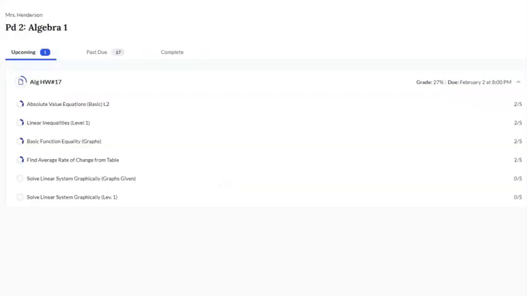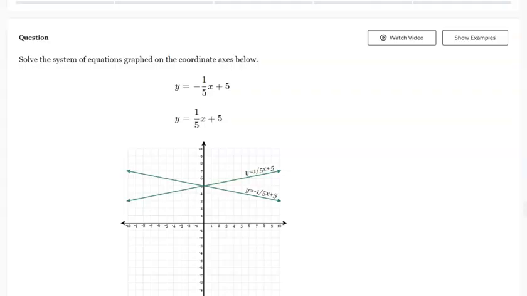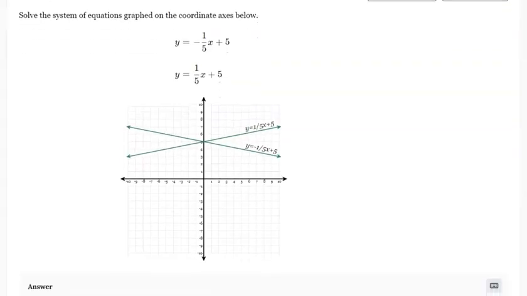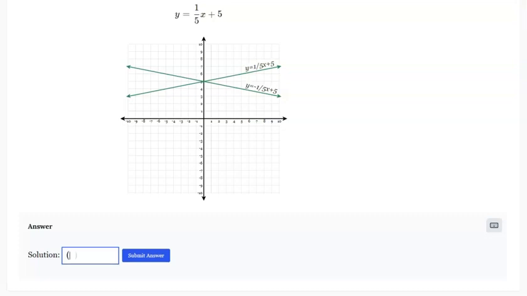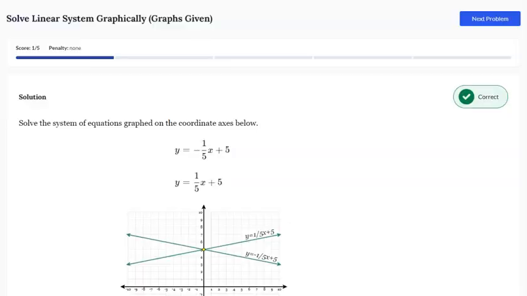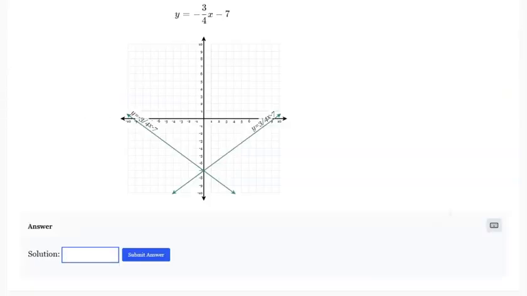All right, let's go back and take a look at the fifth topic, solving linear systems graphically. The solution to this system is this point of intersection. The point of intersection is 0, 5. You type both coordinates into the solution box using parentheses and a comma to separate the values. All right, I think you've got the hang of that.